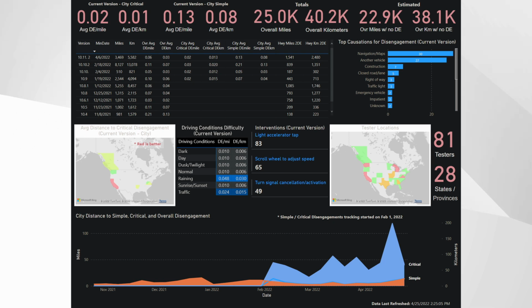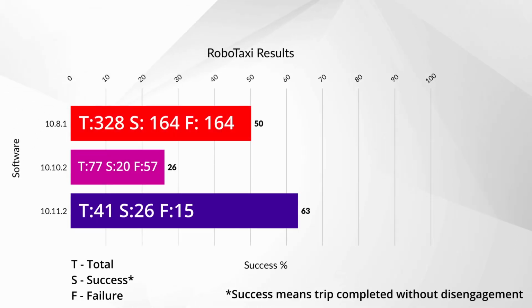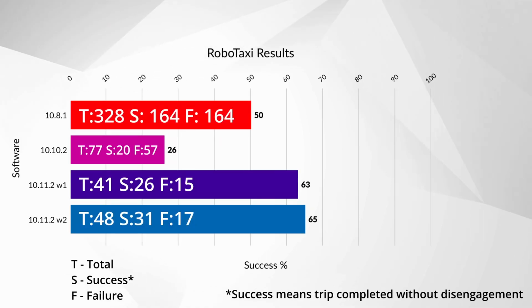So last week, we got our first look at 10.11.2's performance regarding RoboTaxi trips, or trips where a customer is getting from A to B with zero intervention. It was a wonderful surprise to see such an improvement over even 10.8.1 after such a drawback with 10.10.2. Now with 2 weeks of data, we can see how 10.11.2 is performing with a better understanding of its limitations.